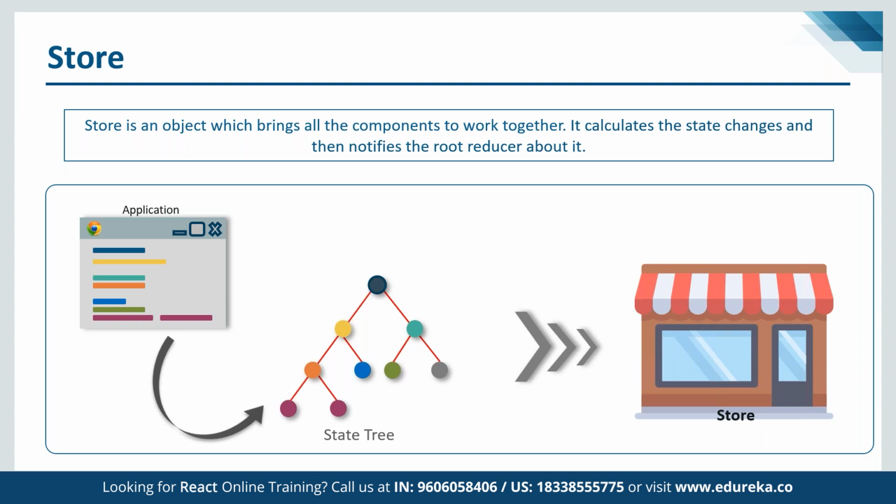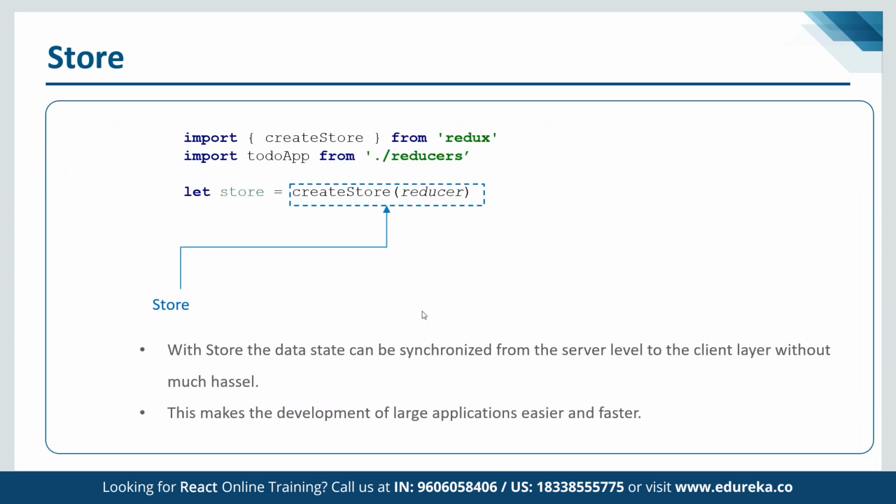And here we can pass middleware to the store to handle processing of data, as well as to keep a log of various actions that can change the state of a store. And all the actions return a new state by the reducers. So here, for example, we can take the example for these imports, where we can create a store from Redux, where we can import todoApp from the reducers that we are going to create. And then we are going to use the store component as a part of store. So with the store, the data can be synchronized from the server level to the client layer without much difficulty. And this makes the entire development of large applications much easier and much faster as well.